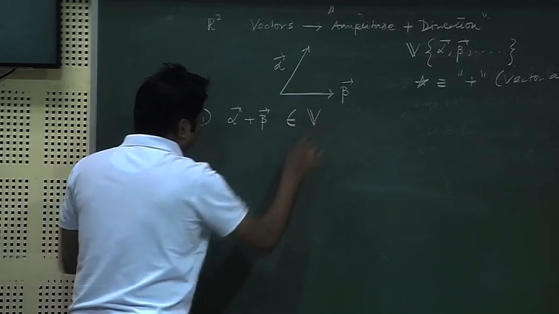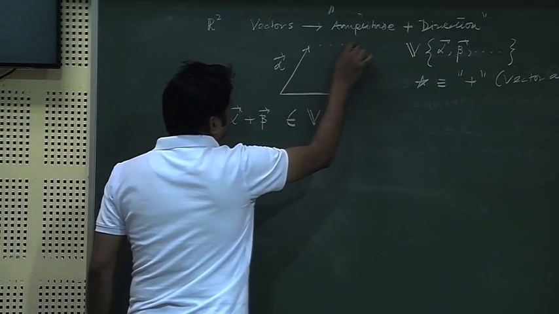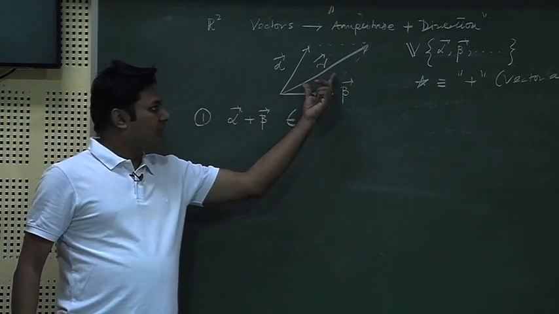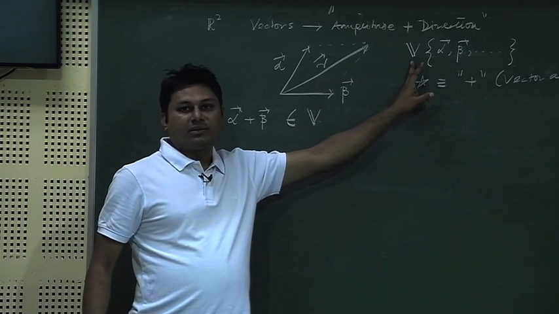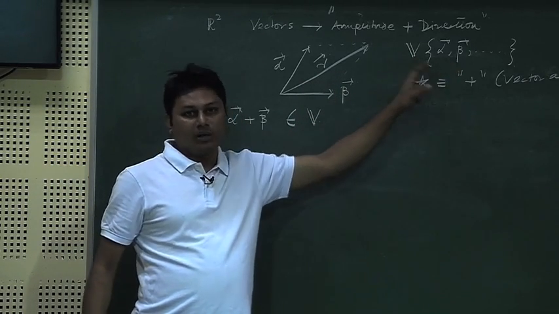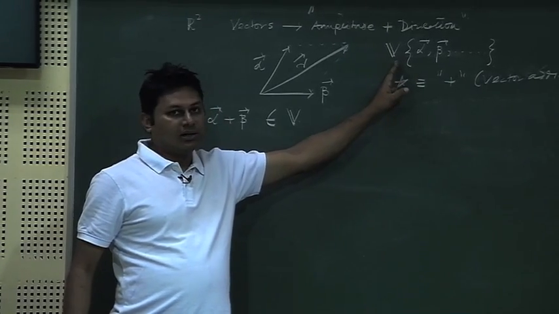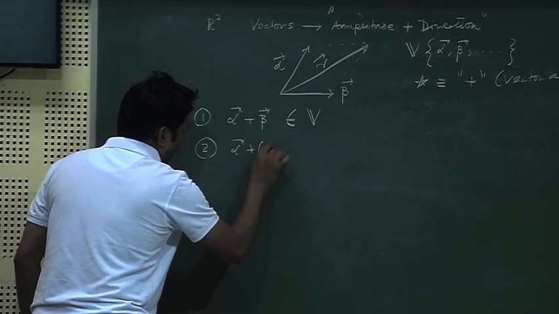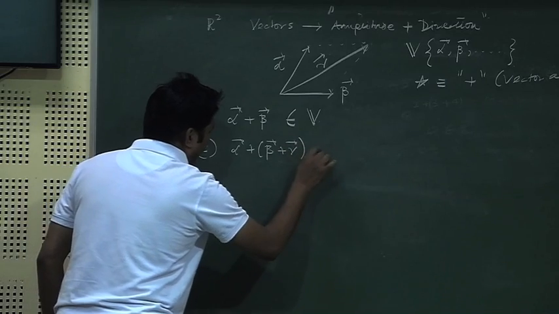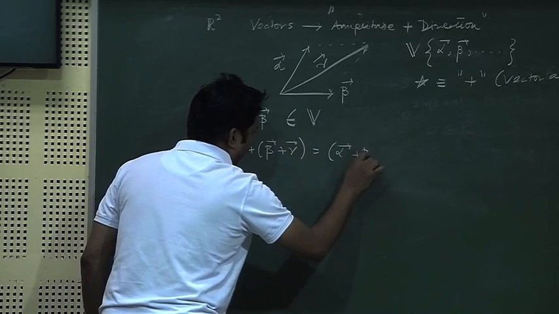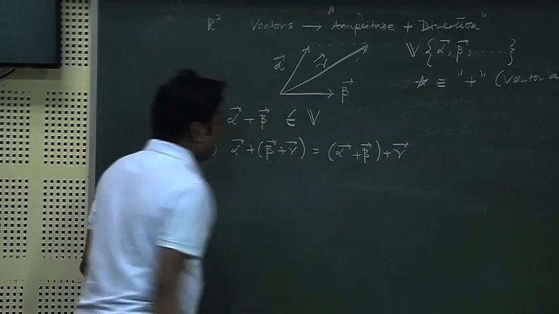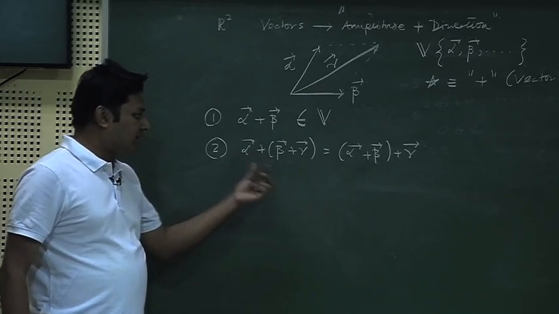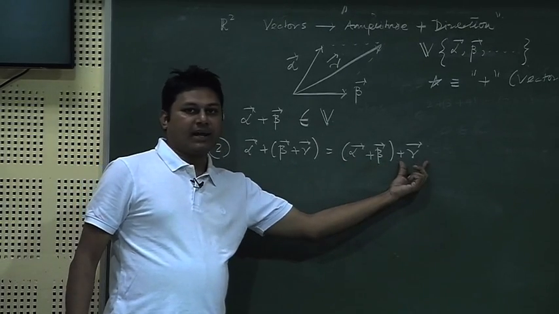If I add two vectors, which belong to V, I will have another vector, say gamma. So if I add two vectors, I will find another vector that will be inside this set. This set is all the vectors you can imagine. So the first property holds. Second property: if I add two vectors beta and gamma and then add another vector alpha, I will get the same result as if I add alpha and beta and then add gamma. It is trivial.